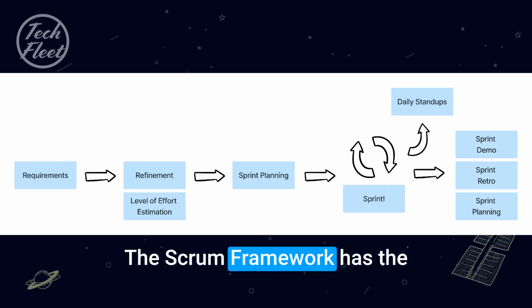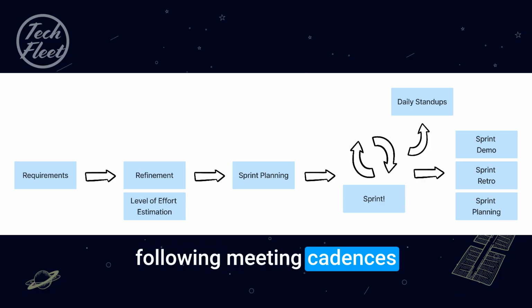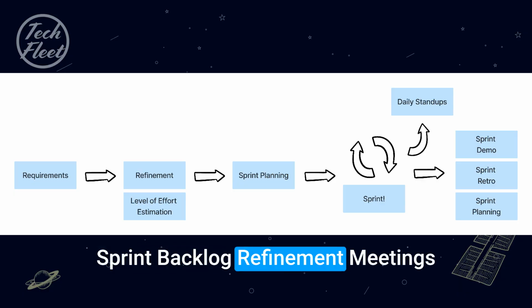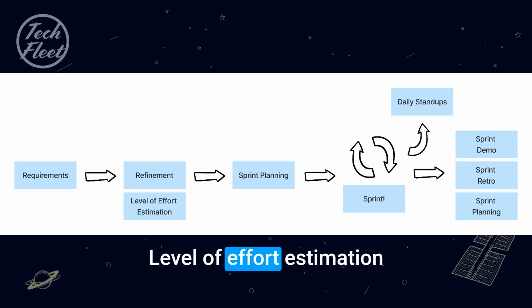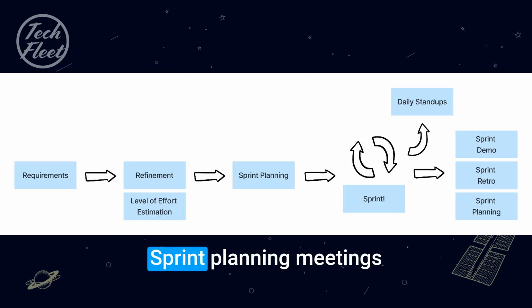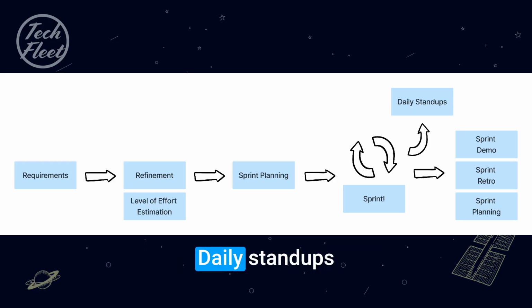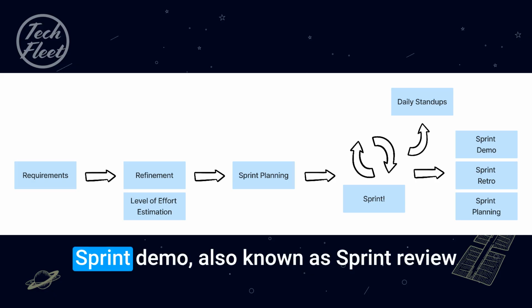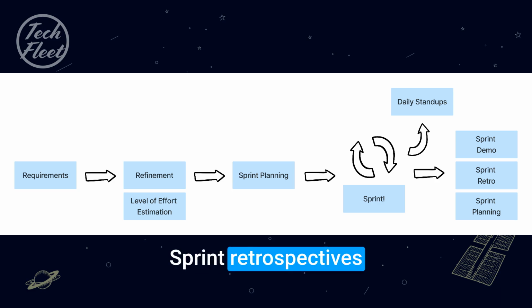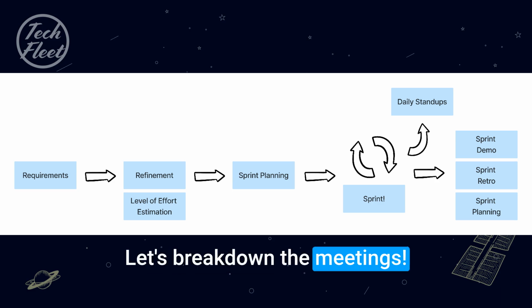The Scrum framework has the following meeting cadences: sprint backlog refinement meetings, level of effort estimation, sprint planning meetings, daily stand-ups, sprint demo, also known as sprint review, and sprint retrospectives. Let's break down the meetings.